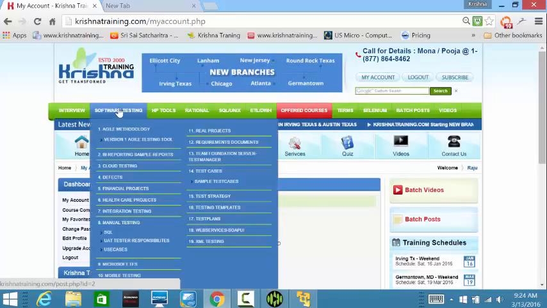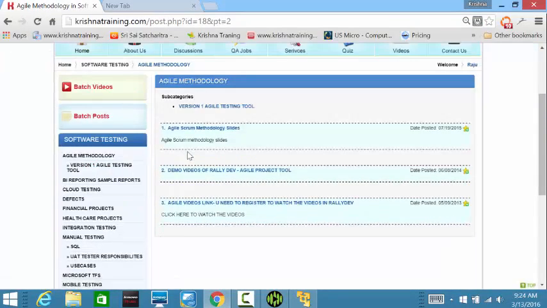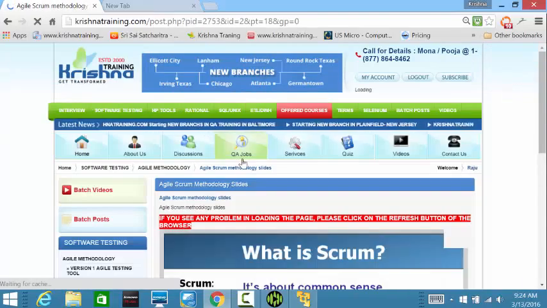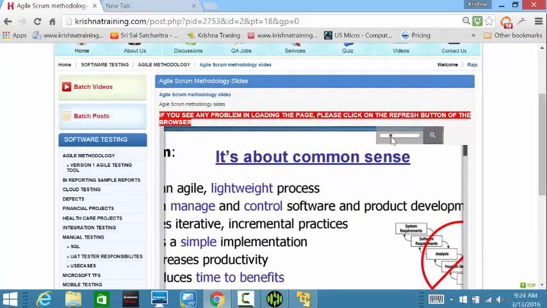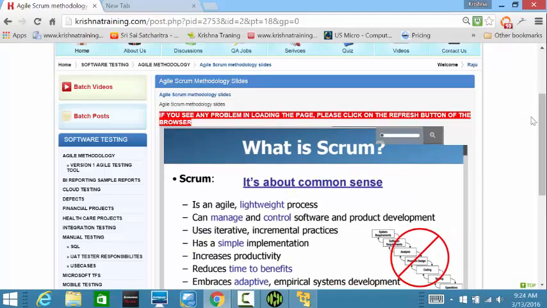Okay, let's take a look at this software testing. See, under software testing, there is an agile methodology. So, there is an agile methodology slides. That's what I'm going to open and show it to you. What is the scrum and all this about us. But I'm going to talk more.